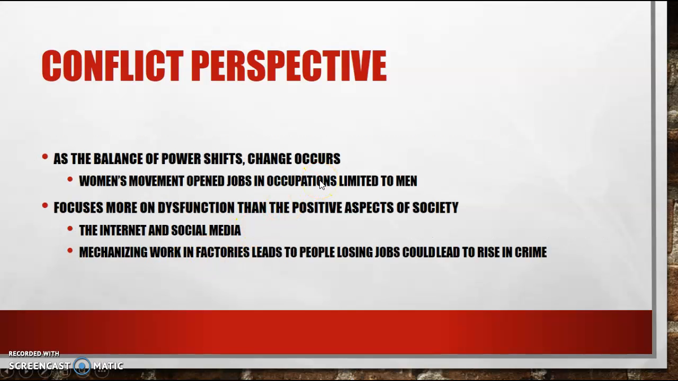As the balance of power shifts, change does occur. I just talked about women, but the women's movement did open up jobs and occupations that were usually limited to men. There's a show called Ad Men, and advertising back in the 1950s was very limited to men, and when they were making advertisements, they focused on what men reacted to. When in reality, women most of the time are the ones shopping. They're the ones who buy things, even for their men. So eventually women were able to get into those limited occupations.